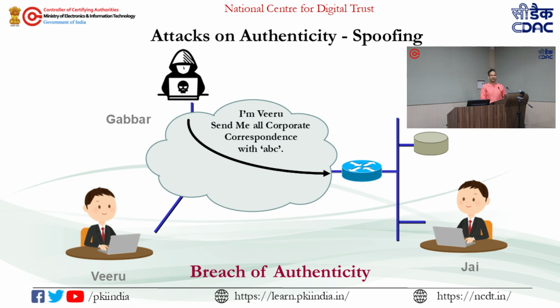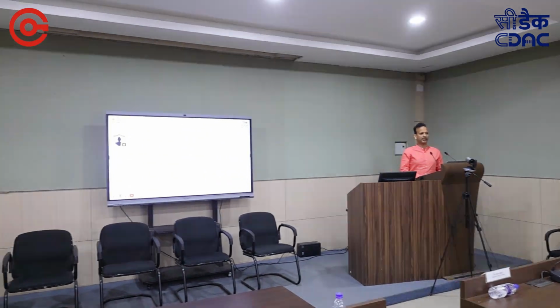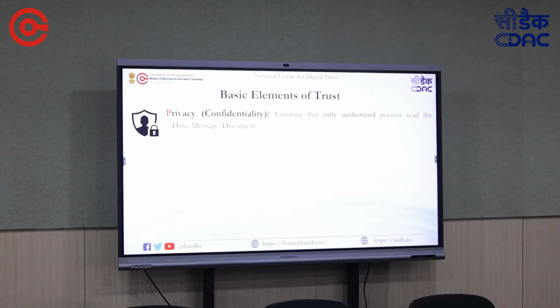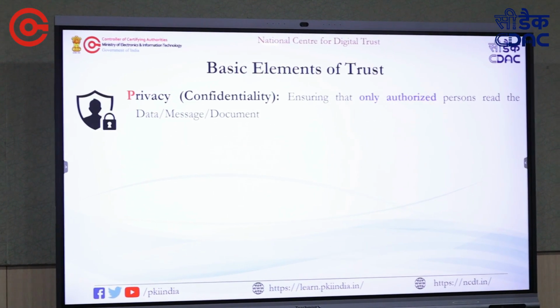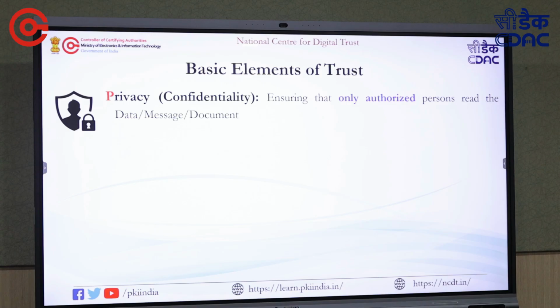So with that, I come to the basic elements of trust. In the computer world, if I have to trust something, what should be there to make me trust information? The first part is privacy or confidentiality, which says that only an authorized person can view or read the information, any message or document. Not everybody can see this, only the authorized person.